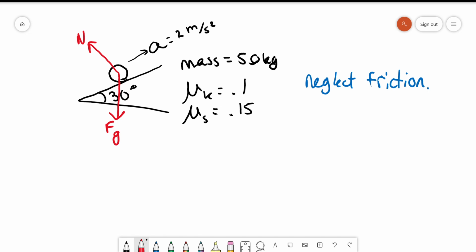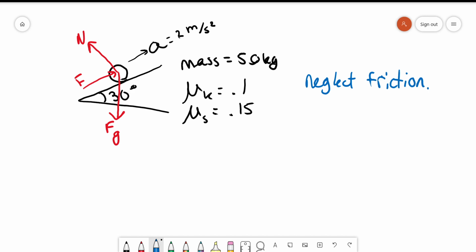And then we have one more force over here like this. And this is our applied force. And that's what we're looking for. So the first thing we're going to want to do is make our coordinate axes and break our forces into components.